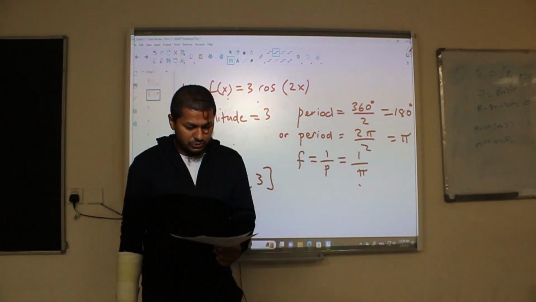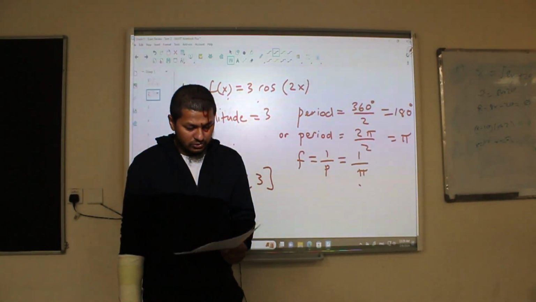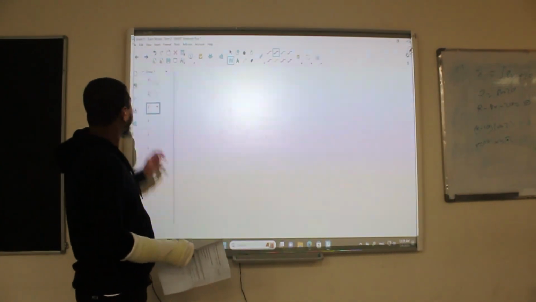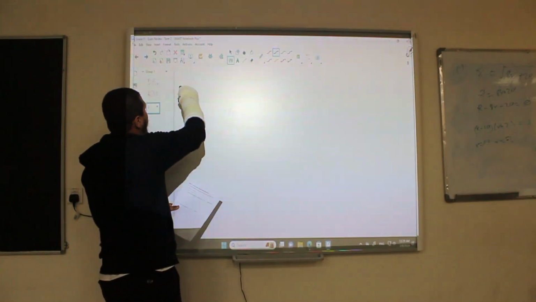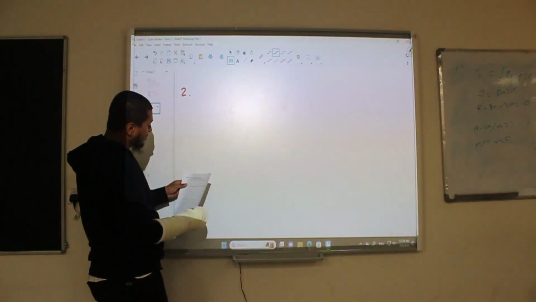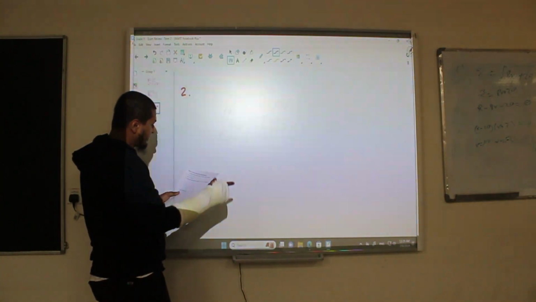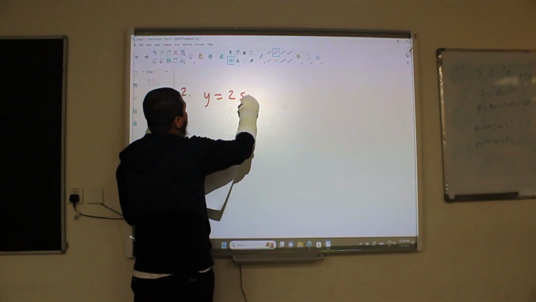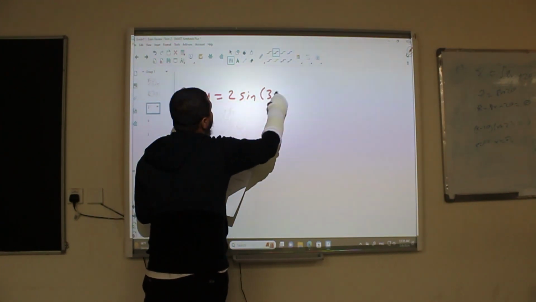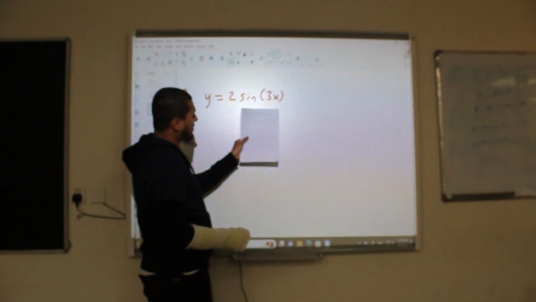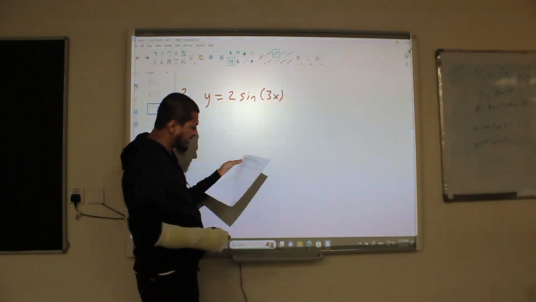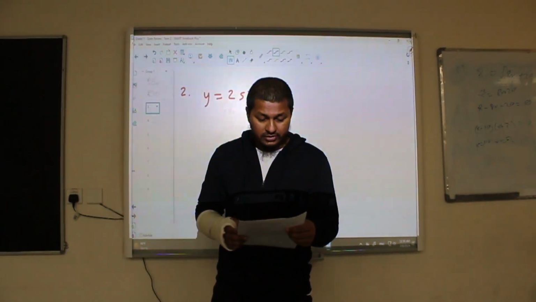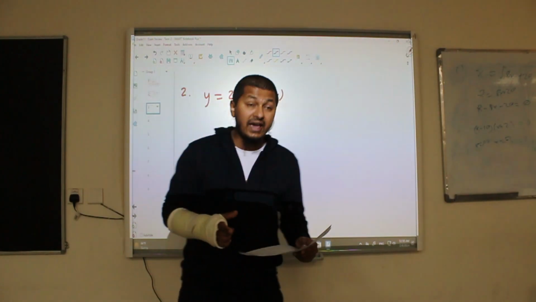Moving on to question 2, it says list all the zeros and the range of the function y equals 2 sine 3x. If you look at this function closely, when they talk about listing the zeros, that basically means all the x-intercepts.